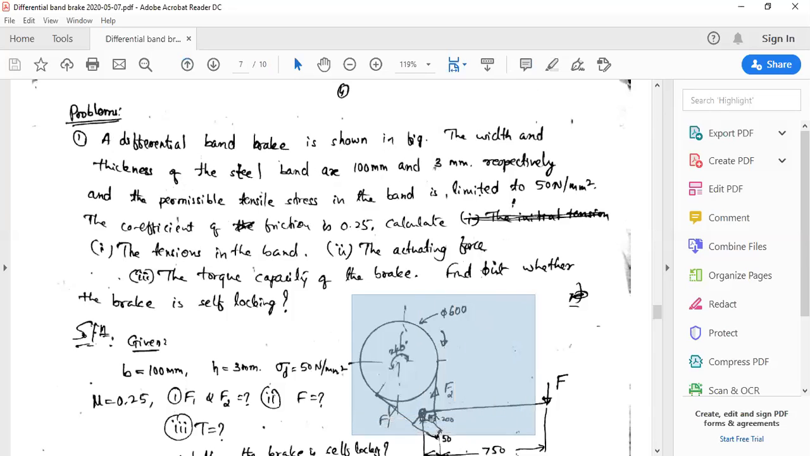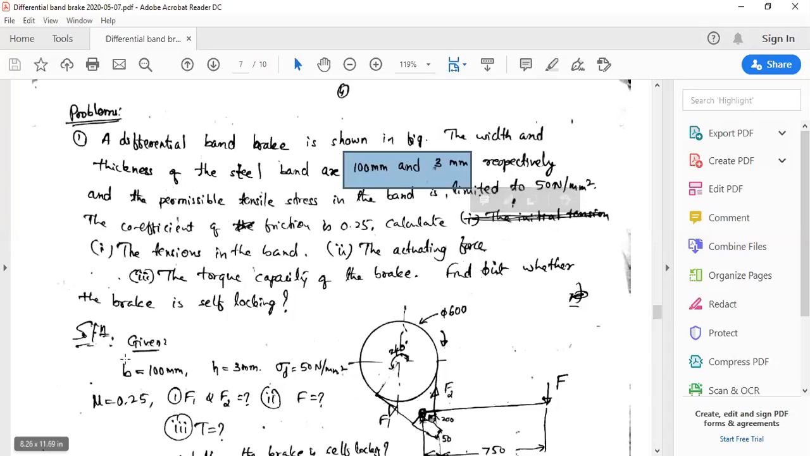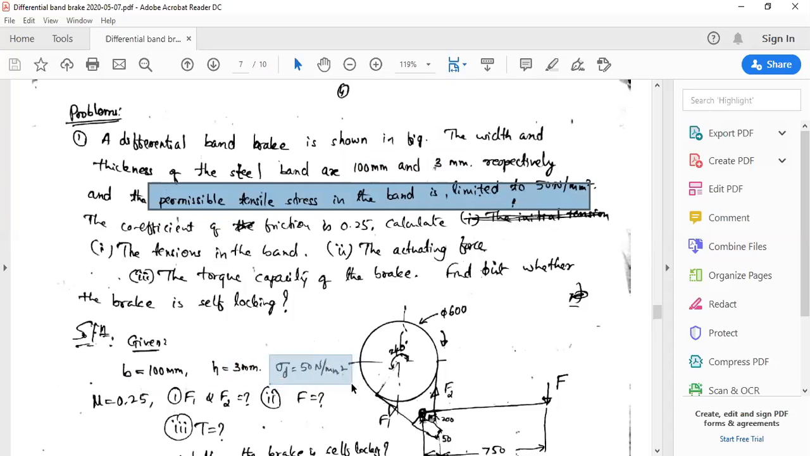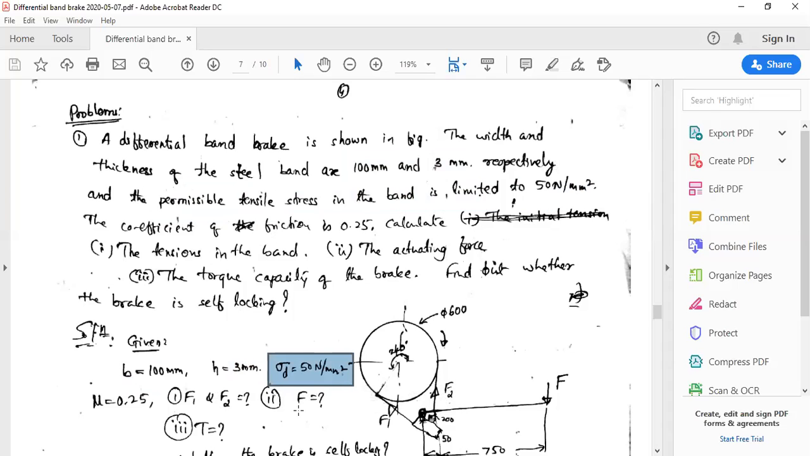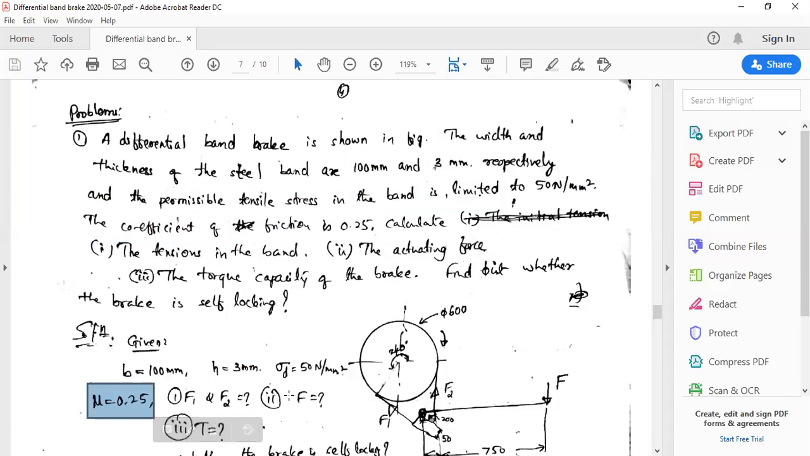The figure of the differential band brake is given. The width and thickness of the steel band are 100 mm and 3 mm respectively. So b, that is the width of the band, and the thickness of the band, h, is 3 mm. Along with that, the permissible tensile stress in the band is limited to 50 Newton per mm square, that is sigma d. Then the coefficient of friction, that is mu, is given as 0.25.